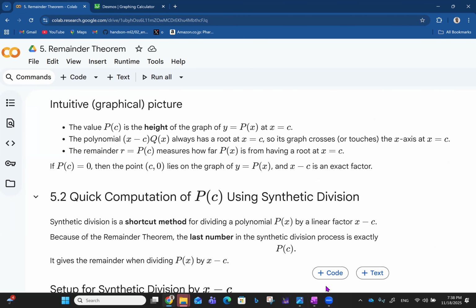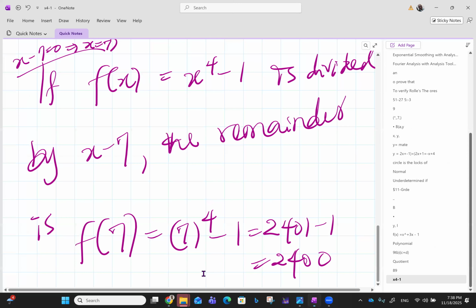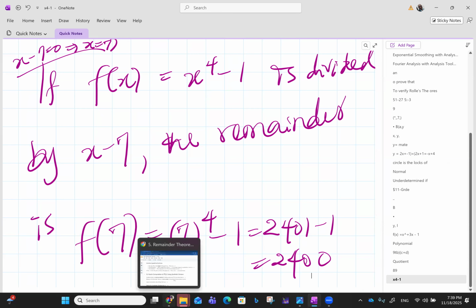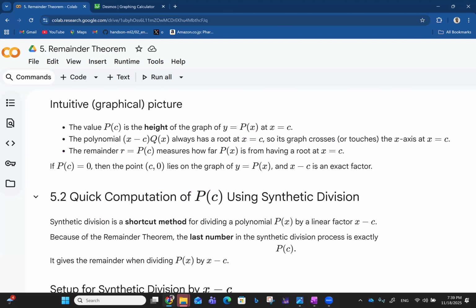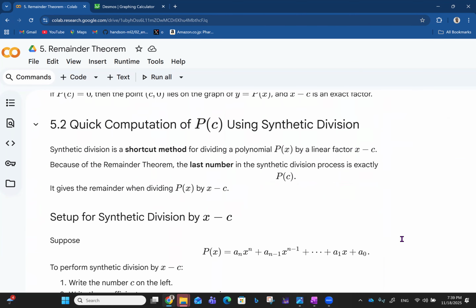So what we are basically saying is that if, by the time you divide, your answer here is 0, it simply means that x minus 7 is a perfect factor of x raised to power 4 minus 1 without remainder. Of course, that's what the next video is about, the factor theorem, which is useful for some other applications. So watch out for that.